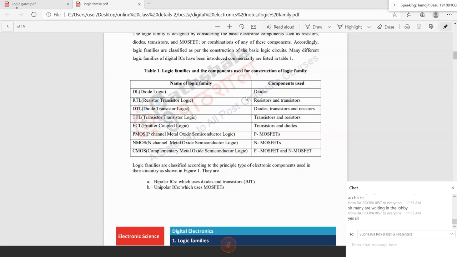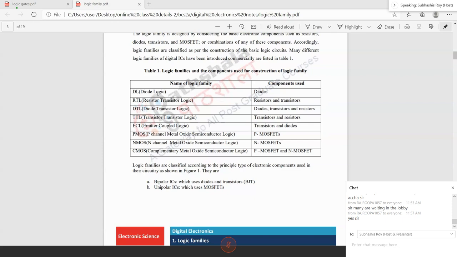Okay, so now you can connect. I'm talking about logic gates. What are the logic gates? Logic gates are AND, NOT, NAND, like this. And how are these logic gates formed? They are formed with the help of these logic family members and their components.